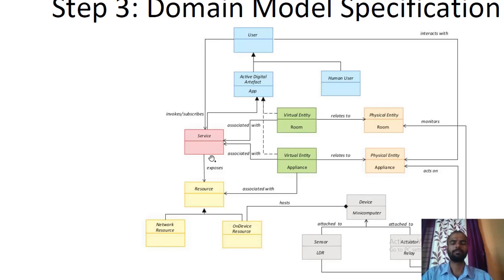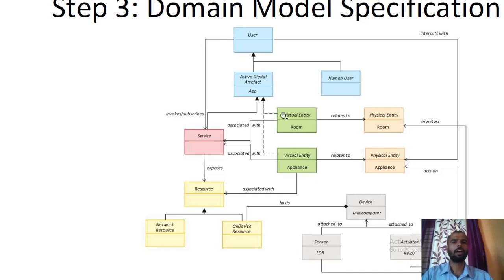This is the service. Okay, and the resources used are of two types, that is network resources and on-device resources. Okay, so for this purpose we are also using some physical attributes such as the sensor and actuators. Okay, so for the sensor, in this we are using the LDR, that is light detecting sensor. It detects whether the level of light is low or high.